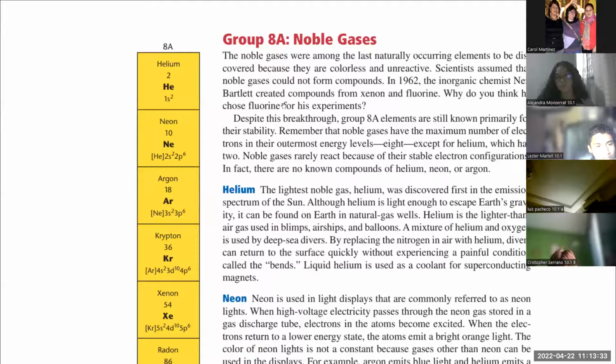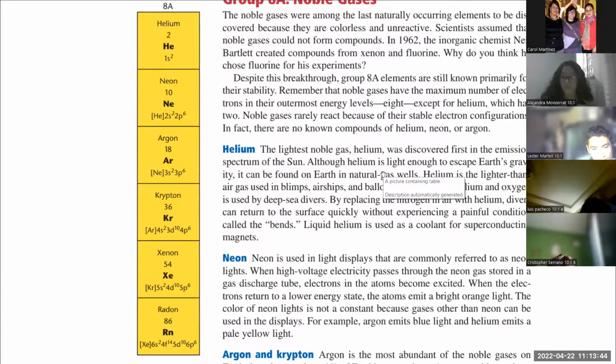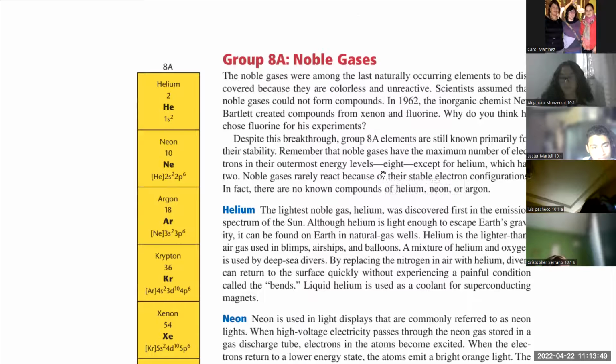Okay, the noble gases. The noble gases are very easy to find. They are in the last group in the periodic table. All of them, as you can see, are gases. That's why they're called noble gases. So the physical state is gas. The noble gases were among the last naturally occurring elements to be discovered. So when scientists were finding the different elements, noble gases were the last one to be found.